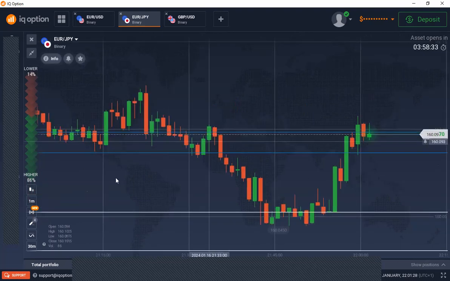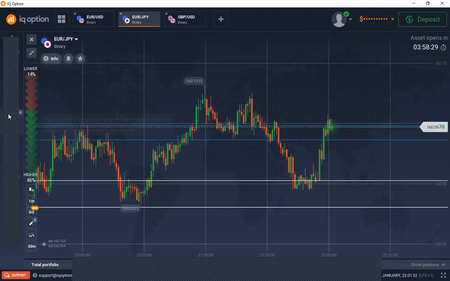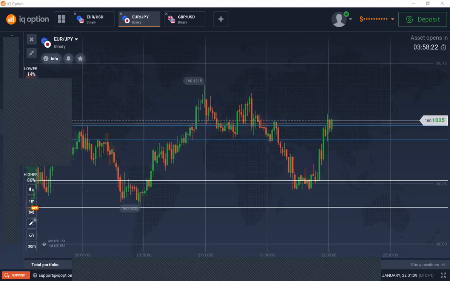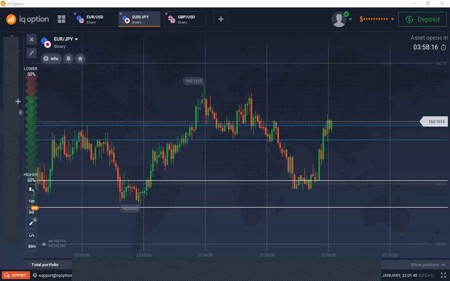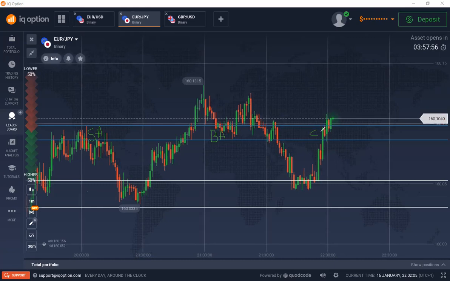So the same thing here. Now let me indicate it for you. Sellers area, it becomes buyers area. Okay. After breakout again, it becomes sellers area. Okay. Check it out.